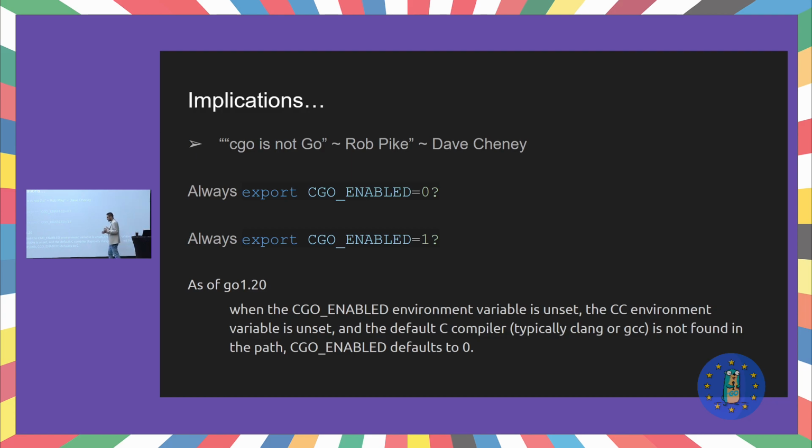And to end it, we're told "CGO is not Go" by Rob Pike, as narrated by Dave Cheney. And we're here at an impasse, because we're told to avoid CGO because CGO is not Go, but there is no way I can completely avoid CGO. And I don't know what to do with my builds and my executable.